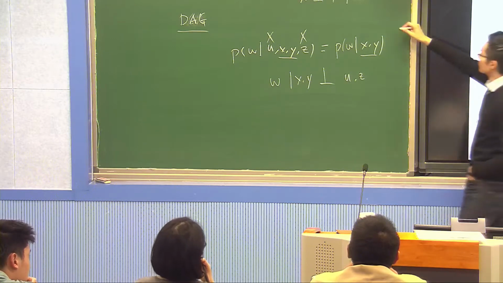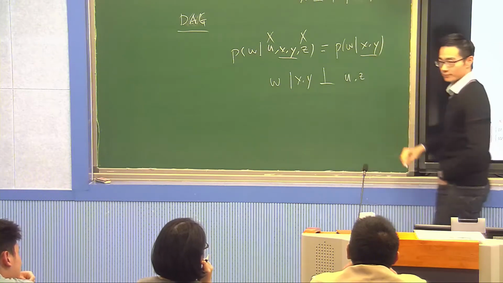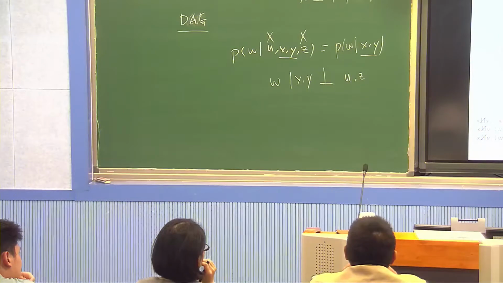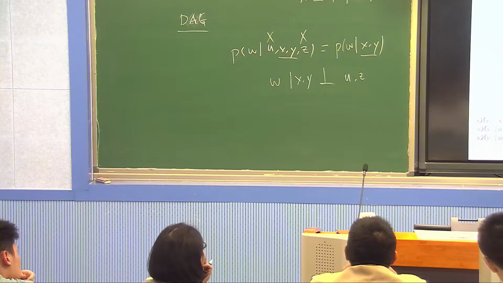But what if I do u and w? I condition on u or condition on w. Independent or correlated? Correlated. Very good. Because if I condition on u, I block this path. But if I condition on a collider, it opens the path. It was blocked, then it's open. So it becomes correlated. Very nice.